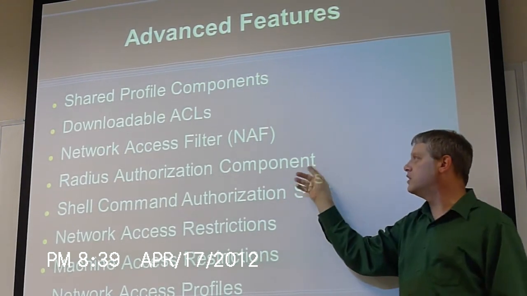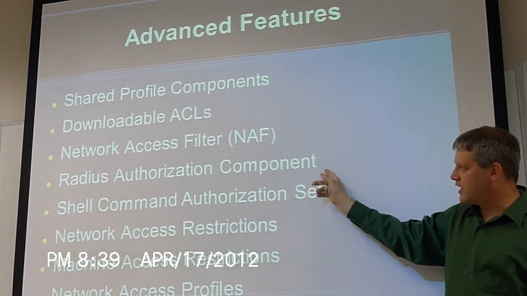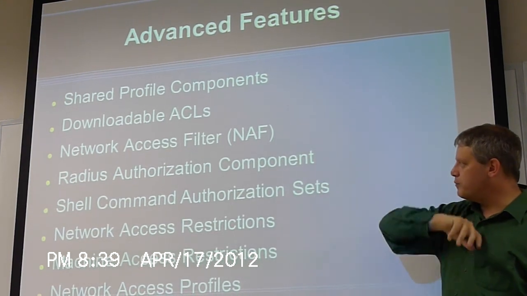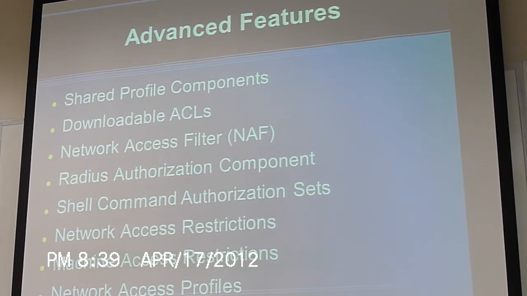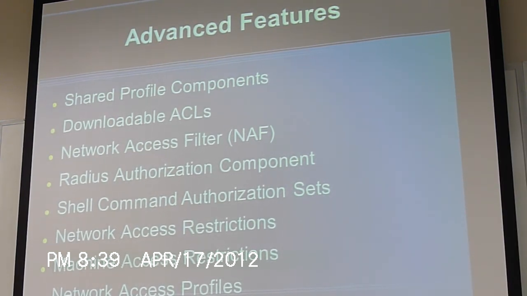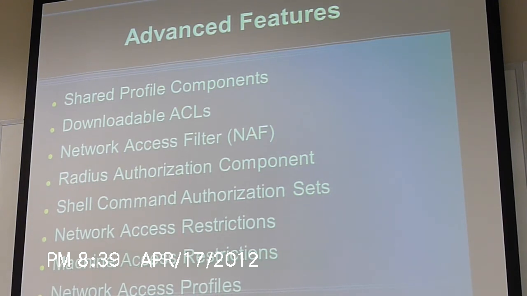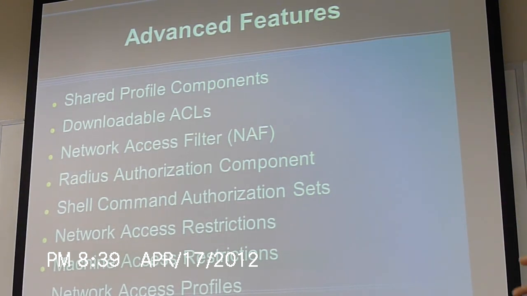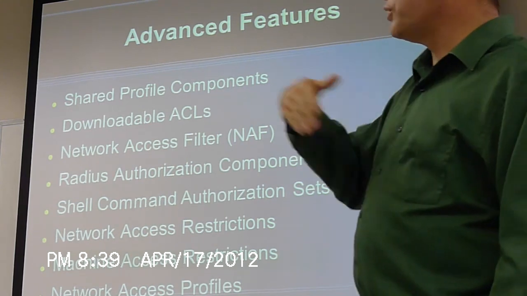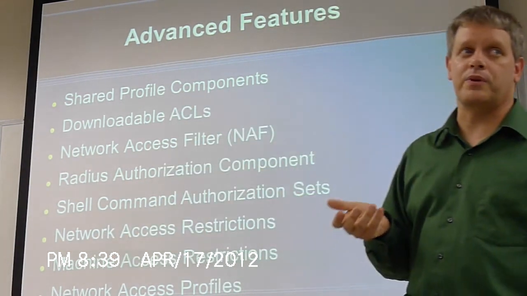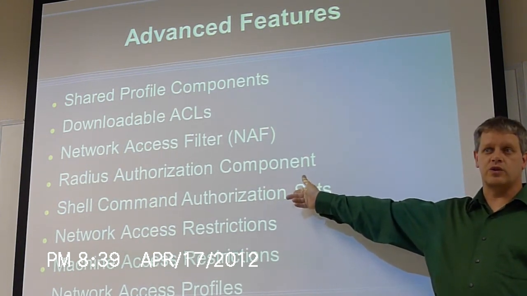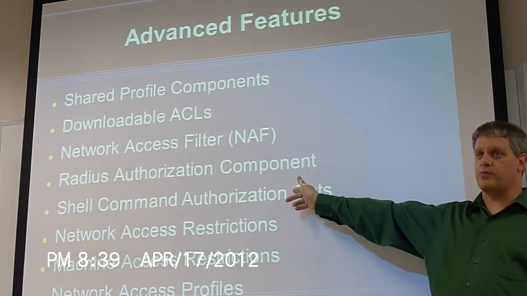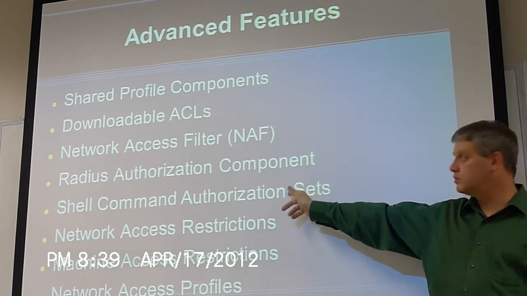authorization component. So that's part of the second A in AAA. You can build shell command authorization sets. If you remember how you made username, password, privilege level, there's only two privilege levels that you can use, 1 and 15. So what's up with 2 through 14? 2 through 14 are completely customizable if you do them with an ACS server. So you can tell what users and what groups can use what privilege level and what commands they can execute.